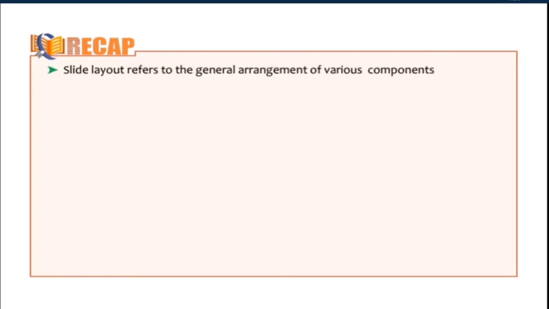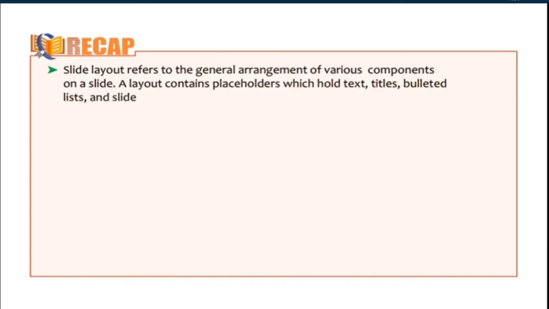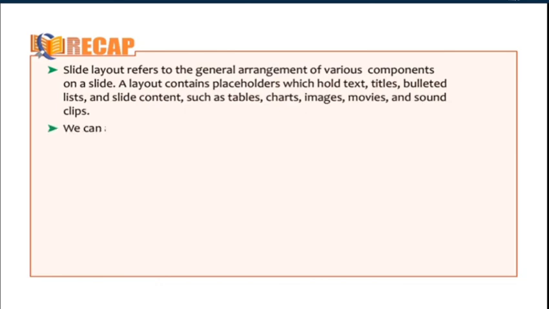Okay students, let us take a recap of this chapter. Slide layout refers to the general arrangement of various components on a slide. A layout contains placeholders which hold text, titles, bulleted list, and slide content such as tables, charts, images, movies, and sound clips. We can add different objects in the slide to enhance its look and feel.